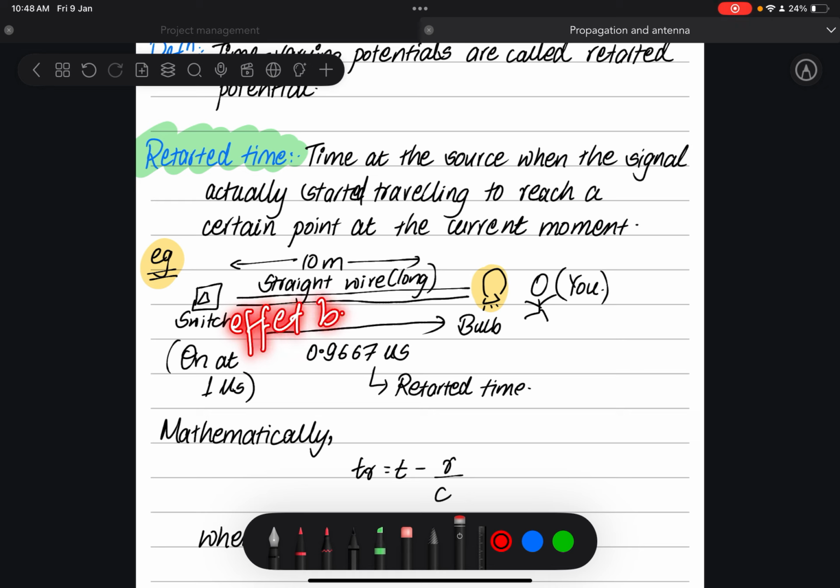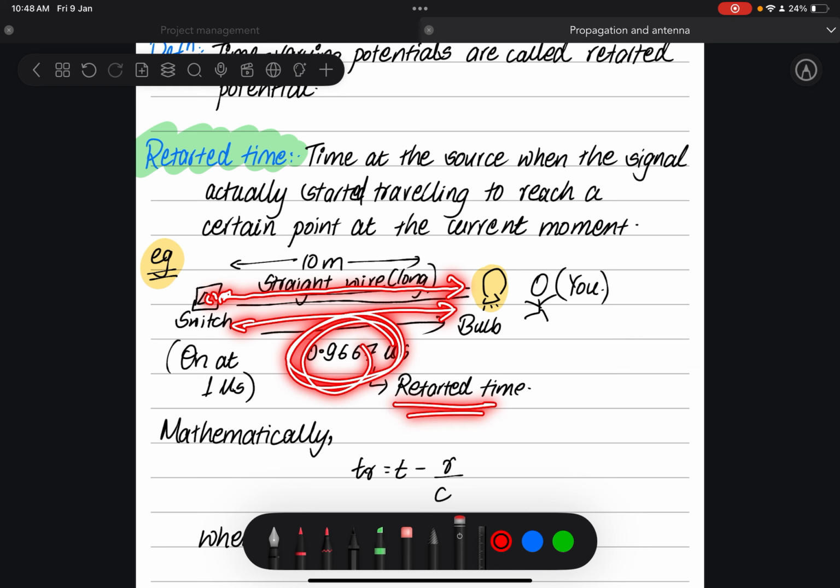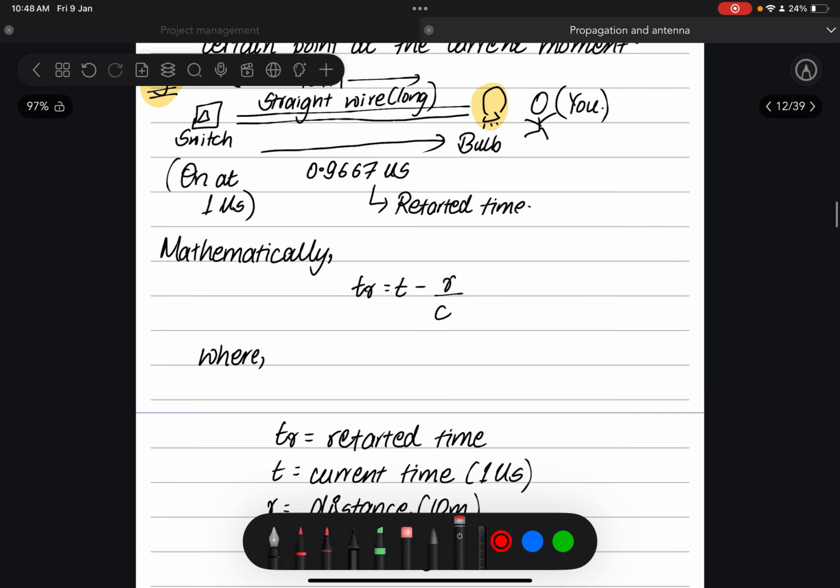It's about the effect being transferred, and it's not about the moment at which you see it after turning on the switch. It's about when you turn on the switch. It's the time at the source, and when the turning on of the effect starts traveling, this time period that it takes is called the retarded time. So I think you might be clear with it.